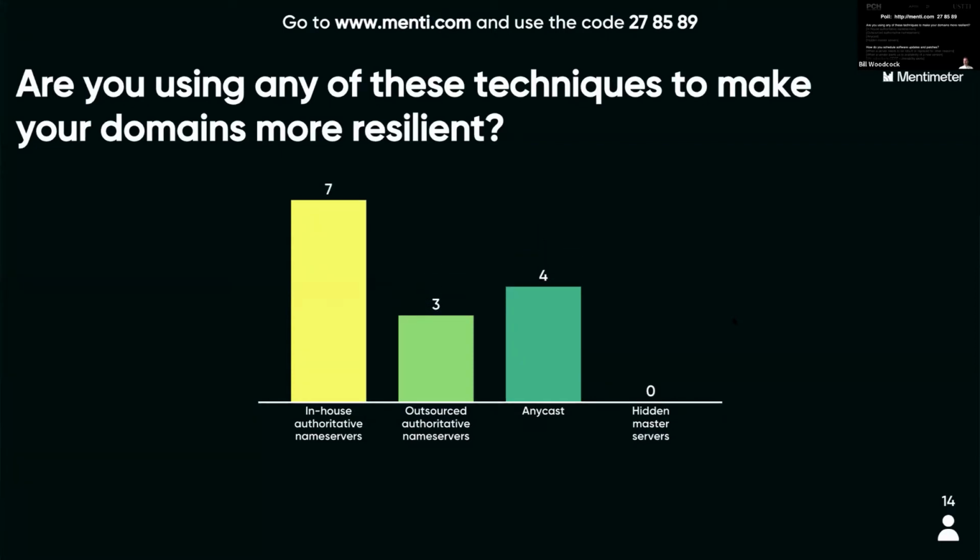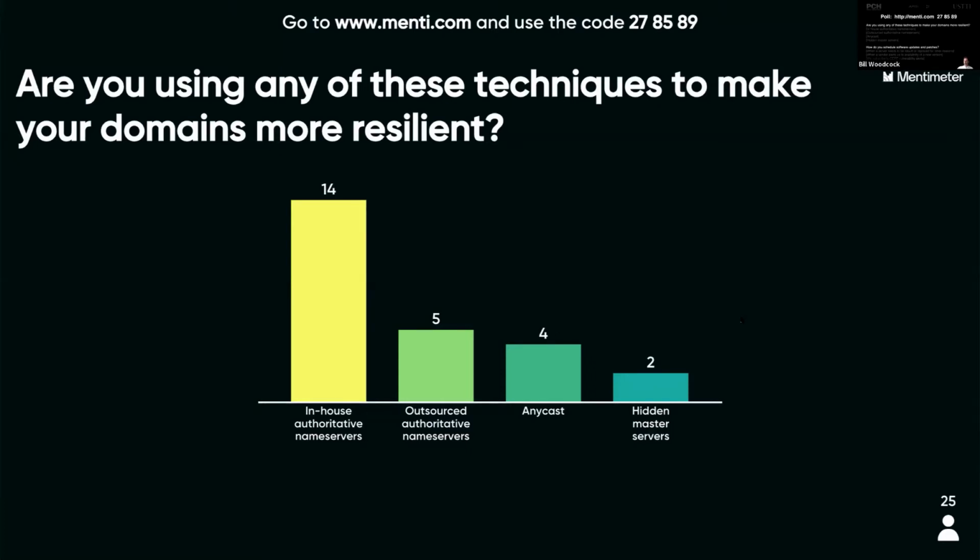So it looks like a fair number of people are responsible for authoritative DNS and are running their own name servers. About half or a third are doing Anycast, and a little bit less than that are using outsourced authoritative name servers, so a service provider. And as Amrish is undoubtedly going to tell you a little bit about, AFRINIC can act as an outsourced authoritative name service provider under some circumstances, I believe for African ccTLDs. Only a few are running hidden master servers.